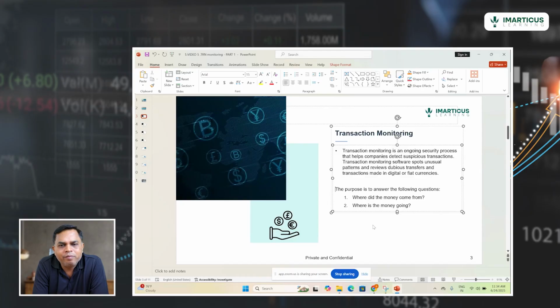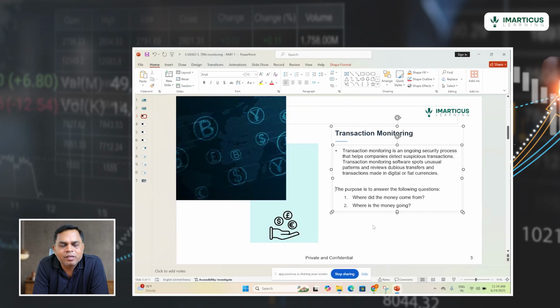Basically, the term transaction monitoring means monitoring the transactions performed by the client. It is mandatory for every financial institution or bank to perform transaction monitoring of their clients on a periodic basis. Every customer of a bank or financial institution does two major types of transaction: money which comes into the organization, and money which leaves.